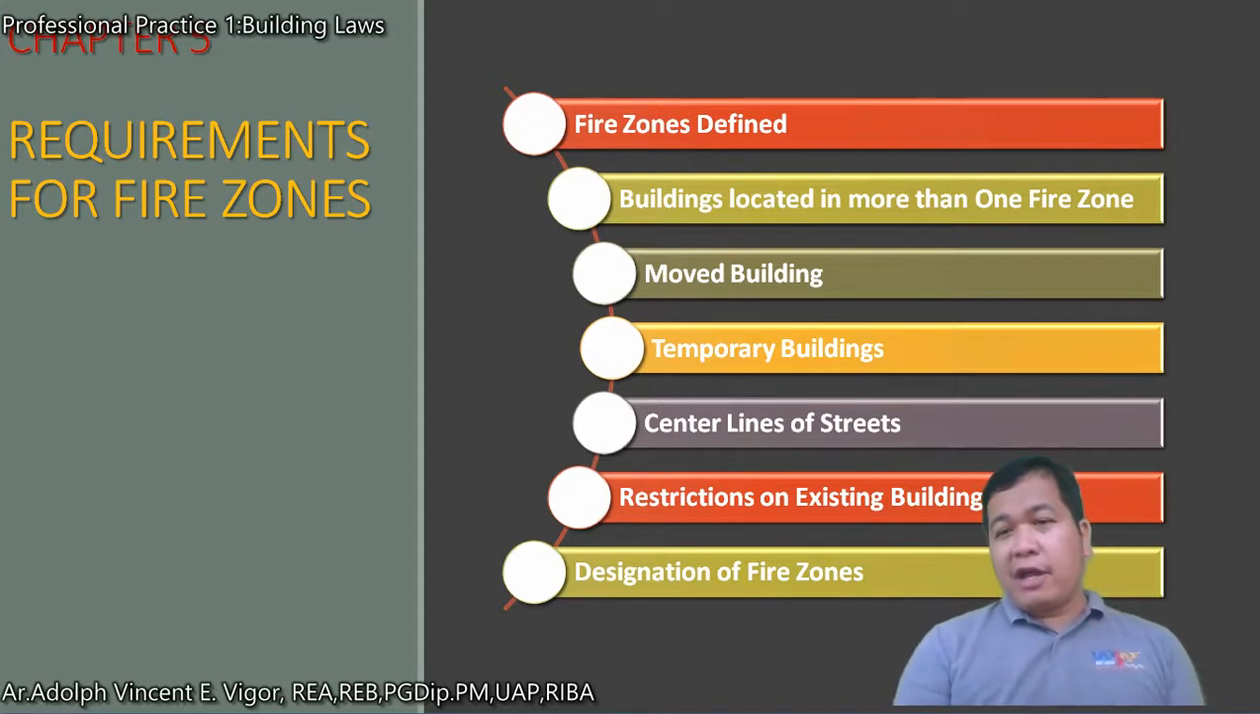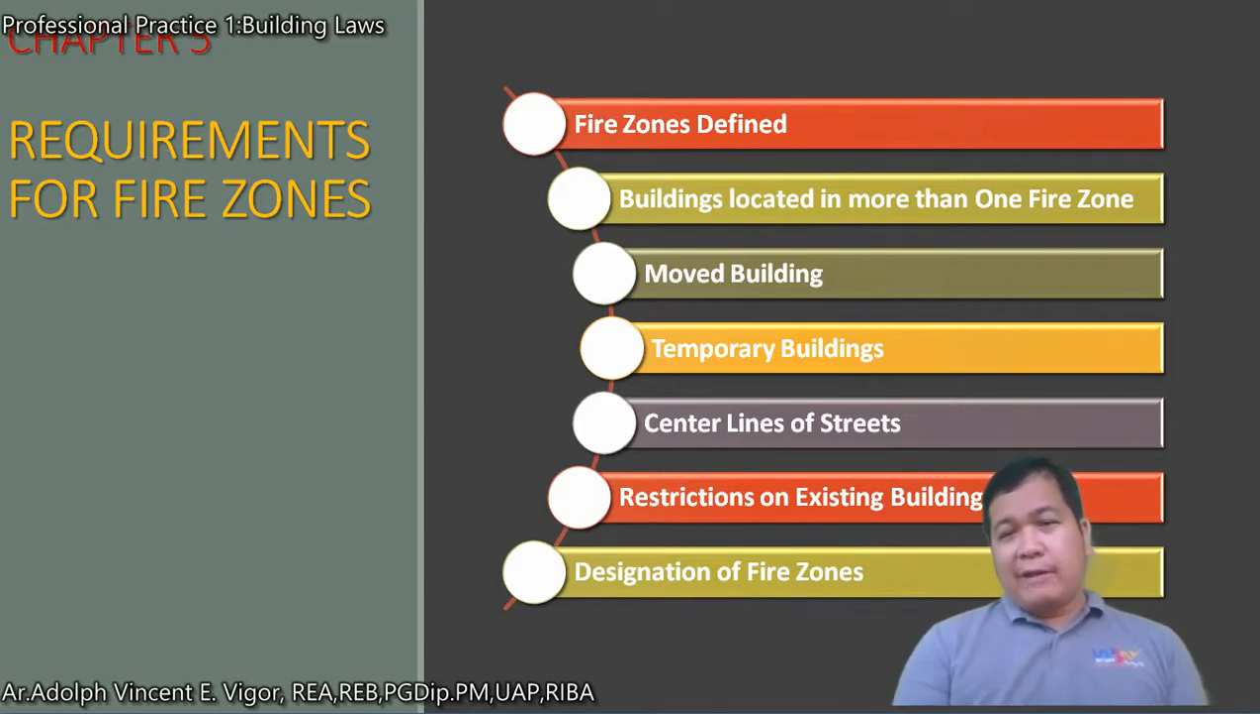So you define your property line not from the center line of streets but from the title. Okay? So the technical description stated in the title is the legal document which will describe the boundaries or limits of the properties of the clients or owners.